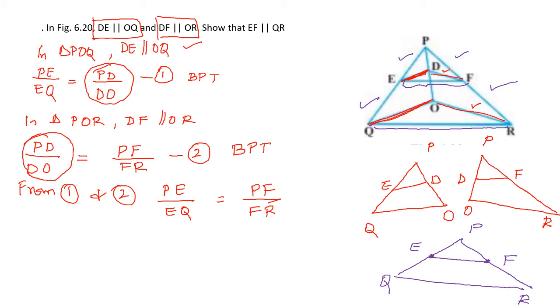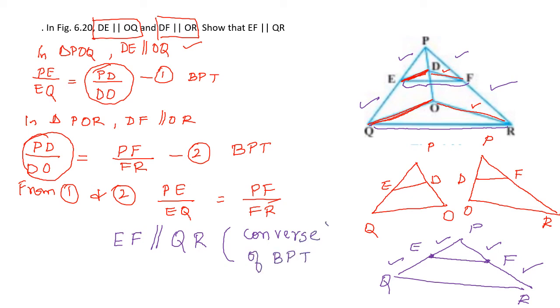Now in this case, what do you say? They have written PE by EQ is equal to PF by FR. Then what can you say about EF? Then EF is parallel to QR. Why? If the sides are proportional, then the line is parallel. The reason is converse of BPT.